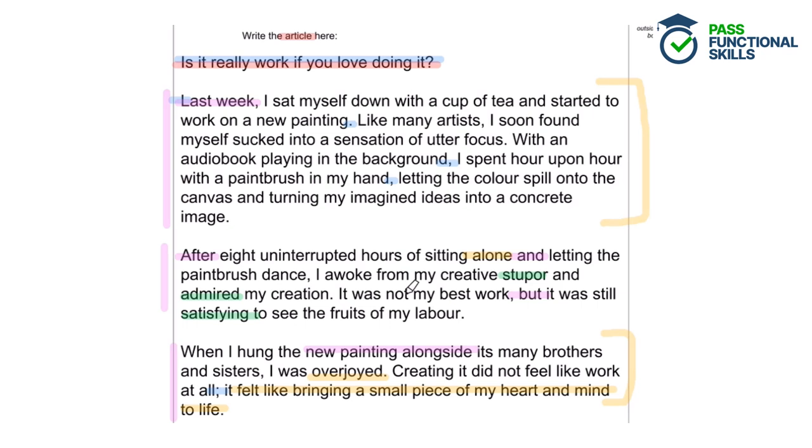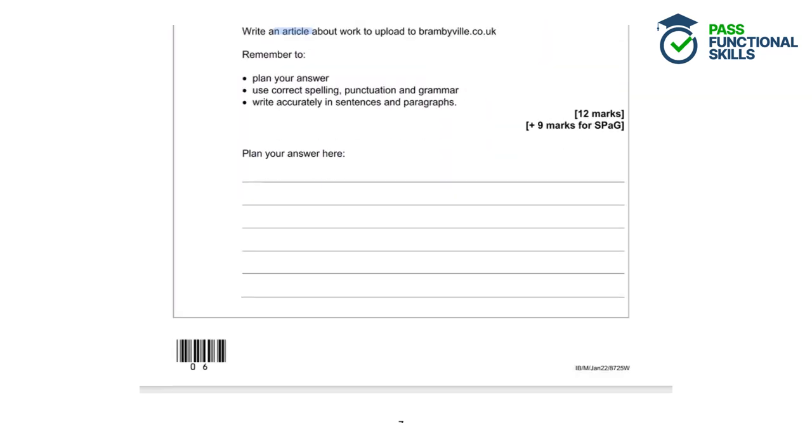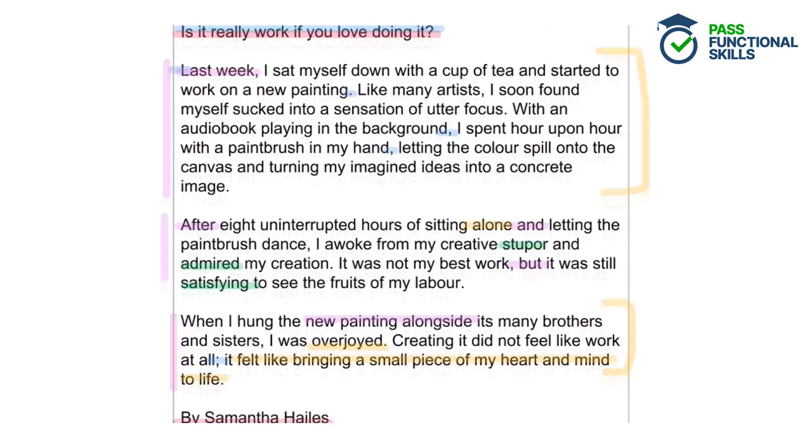We also need to consider whether our answer needs to be formal or informal. So because we have been asked to write an article specifically for a column, column articles tend to be quite personal and slightly informal. So you just need to familiarise yourself with different types of articles. So if you're writing a newspaper article, it would need to be quite formal, whereas a magazine or a column could be less formal. So let's have a look at some of the informal features that have been used here.